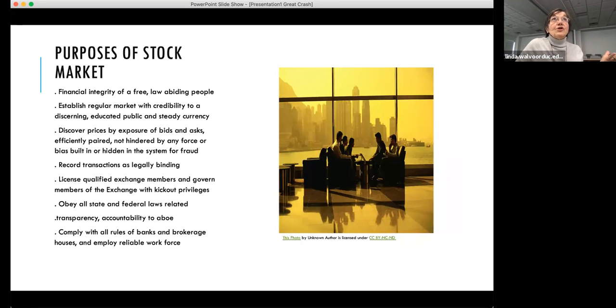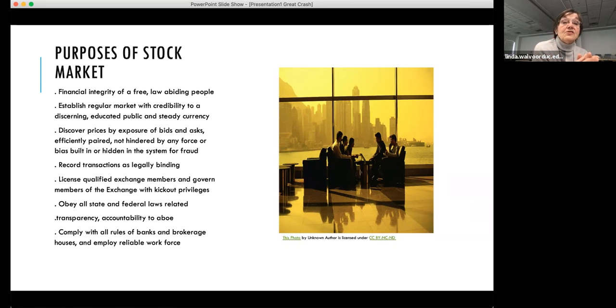Over against that disorder, we do have the picture of order about a stock market. And as I read this book, I began to have really respect for what a stock market is in our country as an ideal, and that needs to be there. Financial integrity of a free and law-abiding people. So the purpose of a stock market is, one, to establish regular market with credibility to a discerning, educated public and a steady currency. Both of those are elements that are there in the market, even if it's not everybody.